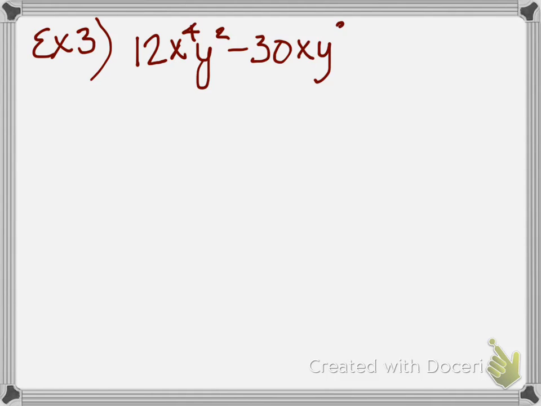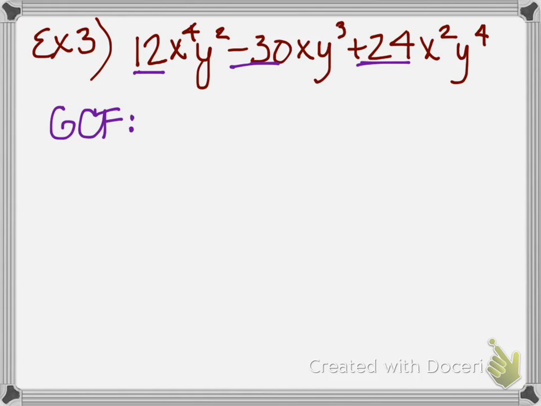We are factoring something a little bit larger now. 12x to the 4th y squared minus 30x y to the 3rd plus 24x squared y to the 4th. That doesn't really look like a 4. Hold on, let me fix that before I confuse myself. Okay. So again, starting out with the numbers, greatest common factor.